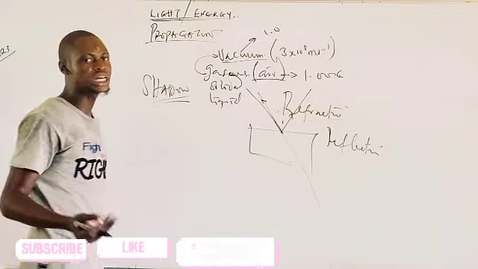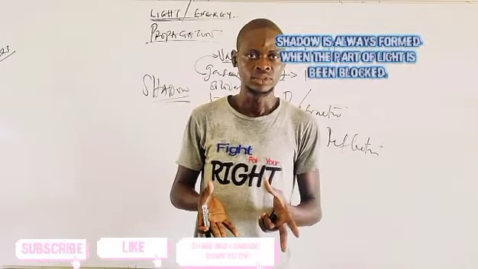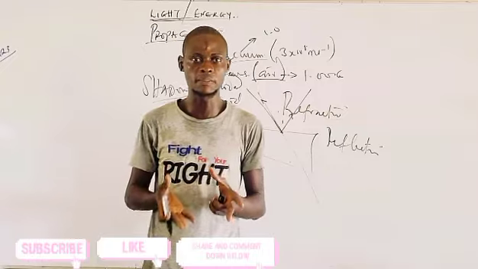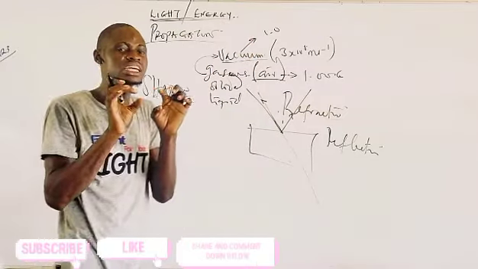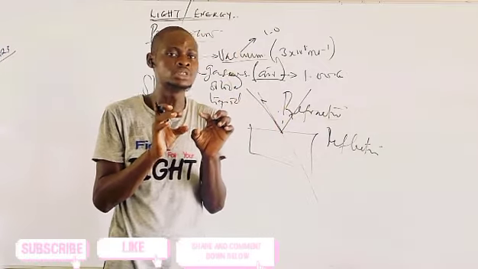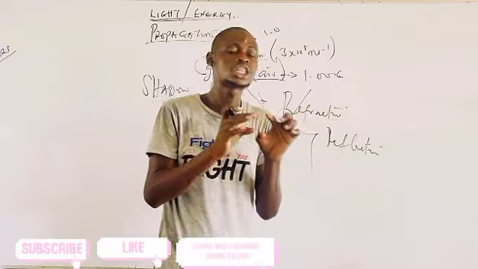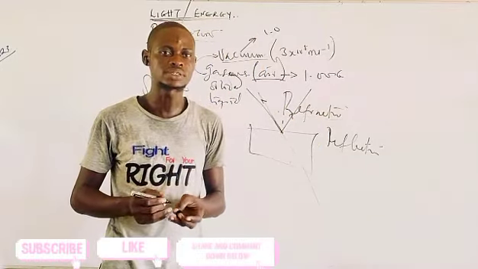Shadow. Now, we know that a shadow is always formed when the path of light is blocked. When you block the passage of light, it forms a shadow. A shadow is just a dark region. It is formed due to the blockage of light by an object. Are you getting what I'm saying now?